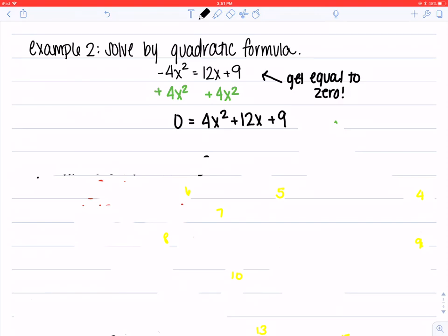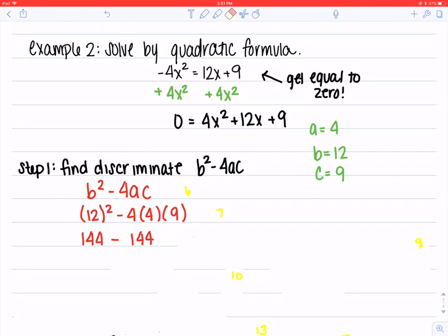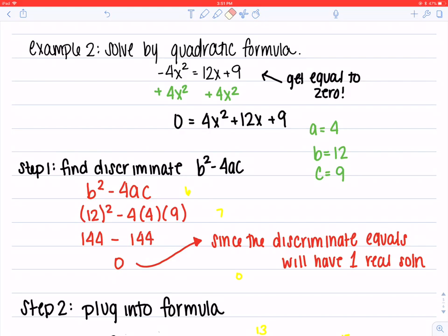Now I'm going to do step 1, find the discriminant. So I have my a, b, and c. a is 4, b is 12, c is 9. If you moved everything to the other side, your a, b, and c would have different signs, but you'd still come out with the same thing. So step 1, find the discriminant. I plug in b squared minus 4ac, plug in my numbers, simplify them, and if you put that in your calculator, you get a discriminant of 0. A discriminant of 0 doesn't mean anything other than you're just going to have one solution.